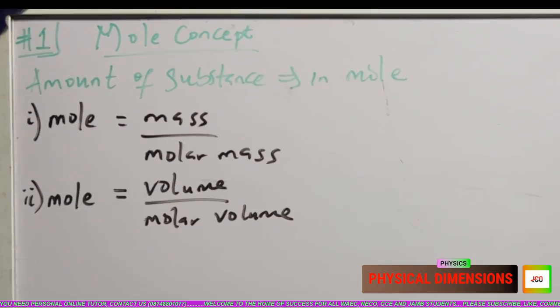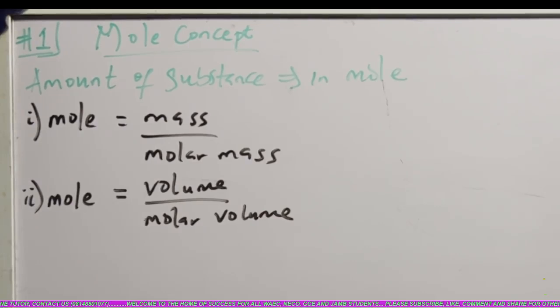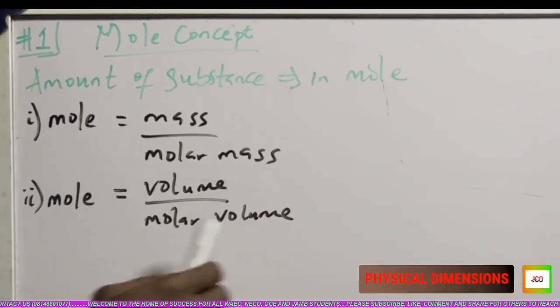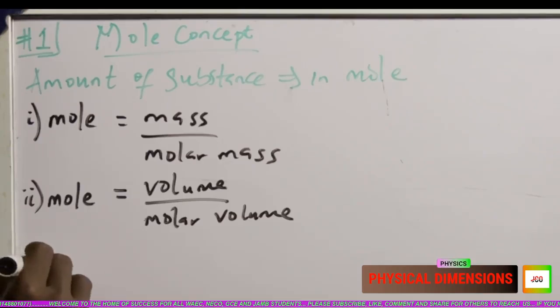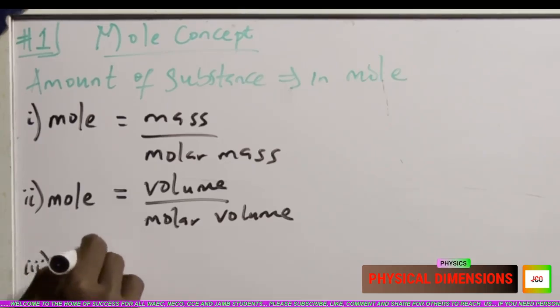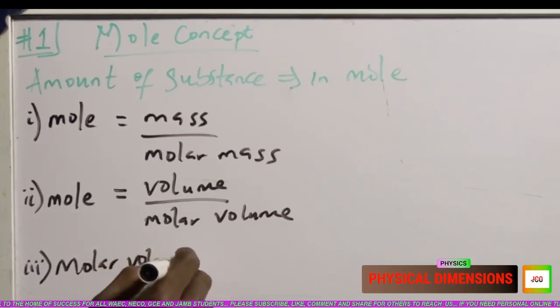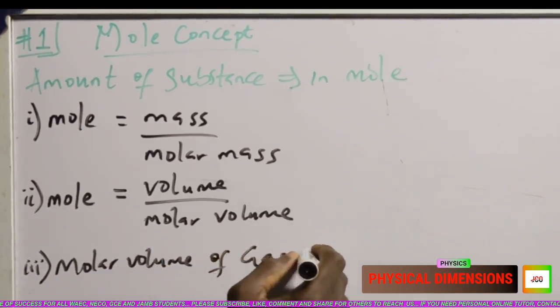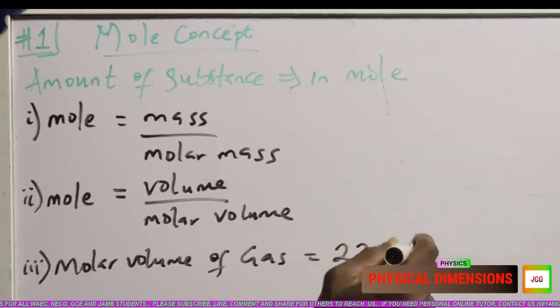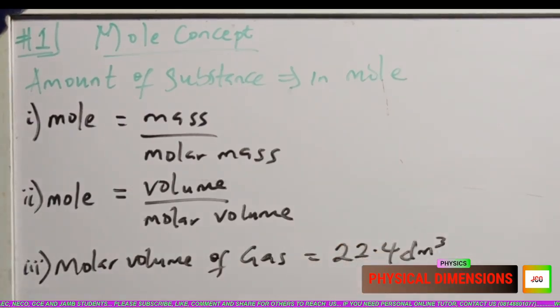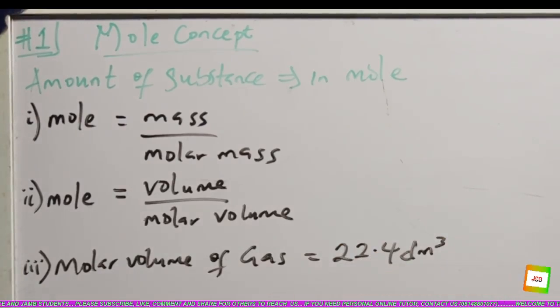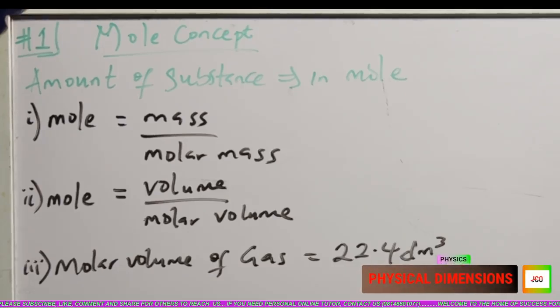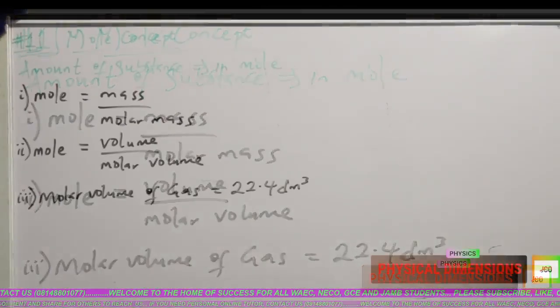And you must note that every gas occupies 22.4 dm³ as its volume. The molar volume of a gas is 22.4 dm³. So whenever we are dealing with molar volume, that is a constant we have. We'll start by taking some questions on this mole concept. So let's take the first question.